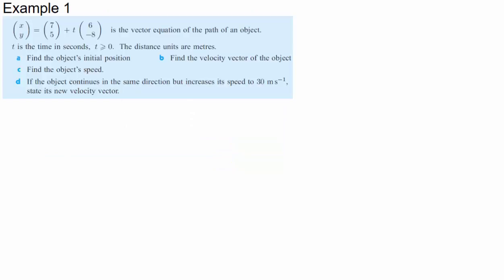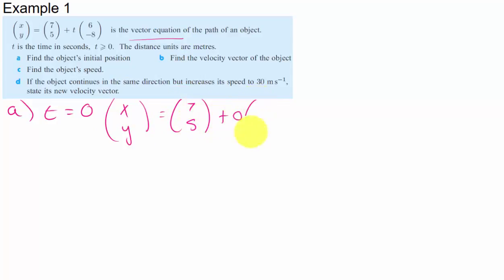So in our first example, we start by being given a vector equation, which I reviewed in the last video. And A is asking us to find the object's initial position. So the initial position means that t is equal to 0. So if I take the vector equation, so I have x, y, 7, 5 plus 0 times the direction vector. So we would be left with a horizontal component of 7 and a vertical component of 5.